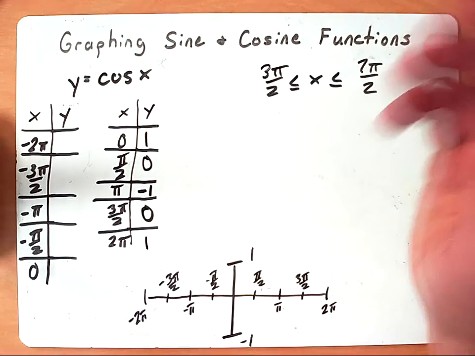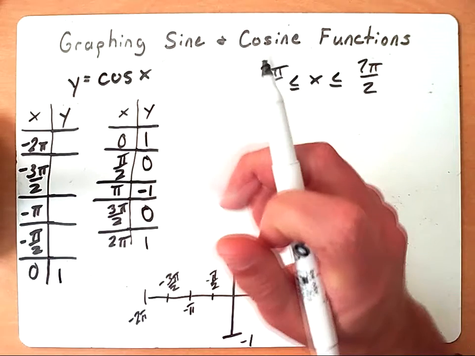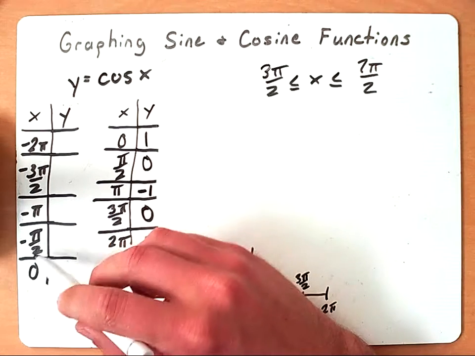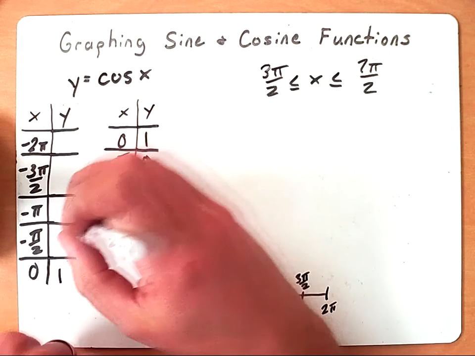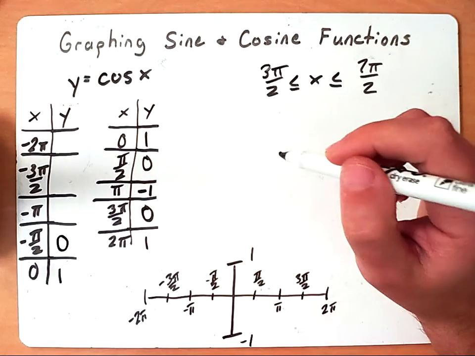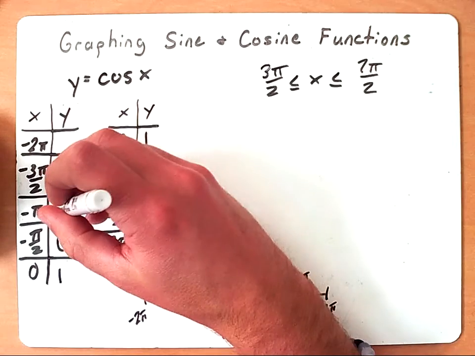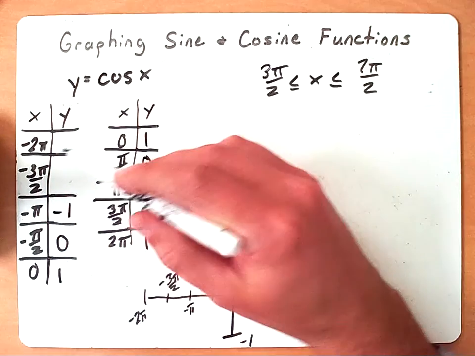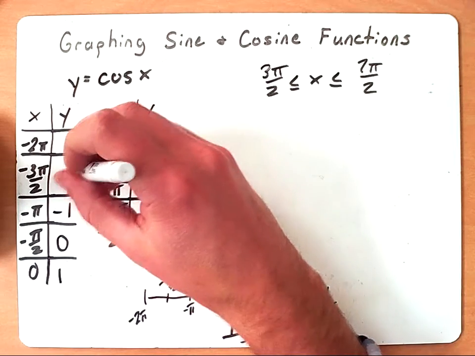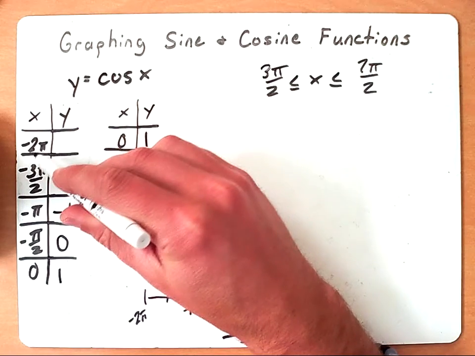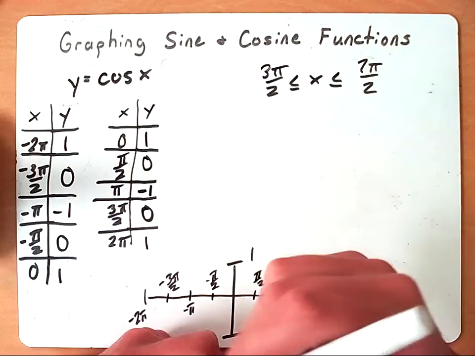All right, so from there we could start. So at 0, we're going to be at 1, and then move backwards to negative 2 pi. So at negative 90, which would be the same thing as positive 270, so negative pi over 2, we're going to be at 0. At negative pi, which would be the same thing as positive pi, we're going to be at negative 1. At negative 3 pi over 2, which would be the same thing as positive pi over 2, we're going to be at 0. And at negative 2 pi, which would be the same thing as 0 or positive 2 pi, we are again going to be at 1.